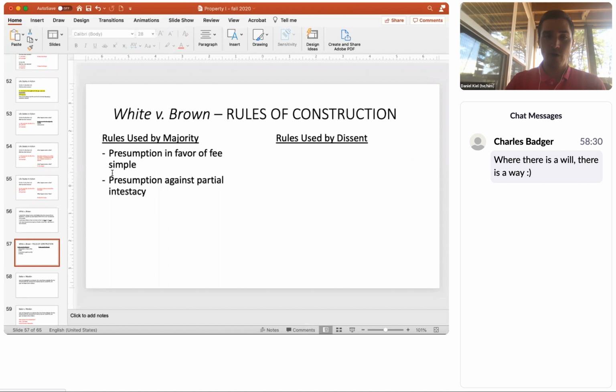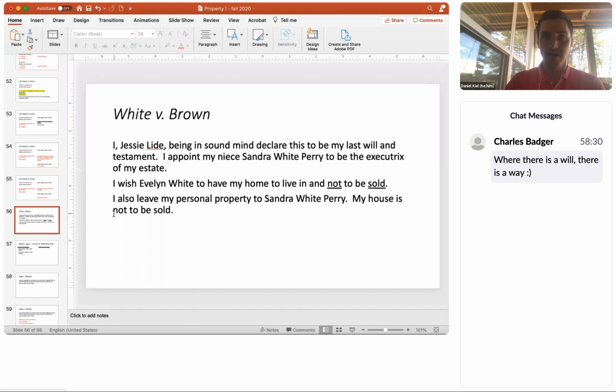Okay. And so it's a presumption in favor of fee simple unless there is a clear intent otherwise. And the dissent is saying there is a clear intent otherwise. She's saying clearly, don't sell my house. Don't sell the house. And so that suggests that it is not a fee simple. Okay, and if it's not a fee simple, the only other possible interpretation based on what we have here is it's a life estate.